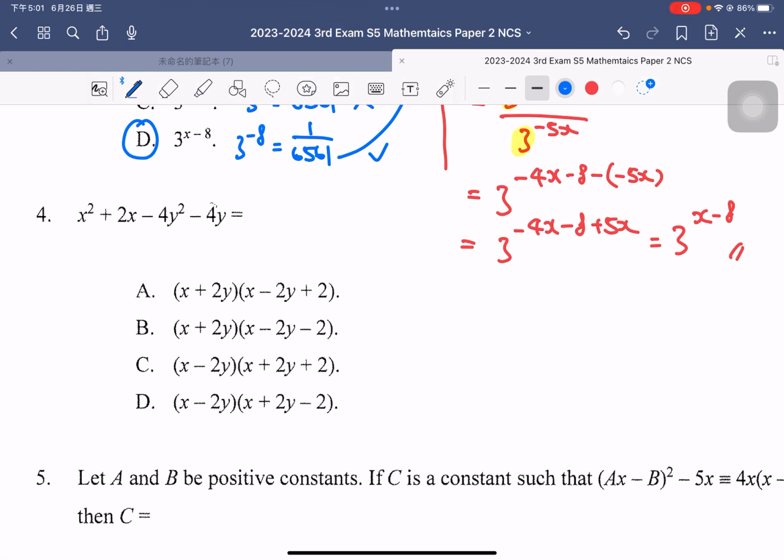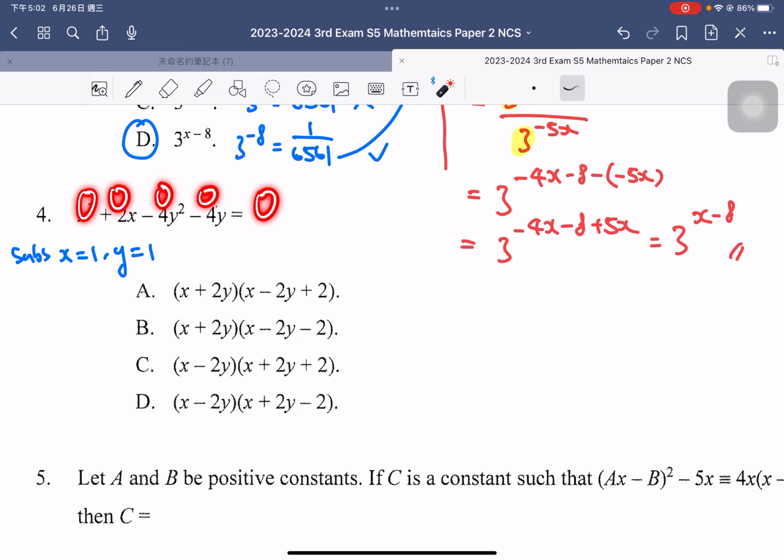Okay, question 4 is about factorization, but again, this is a multiple choice question. You can just use an easier way by substituting the numbers. First of all, you can just substitute x equal to 1 together with y equal to 1. You can try to use 0 as well. However, you may have similar answers, because when this is all 0, it will just give you a 0. So you may have the same numerical answers in your 4 choices. So try to use another number apart from 0.